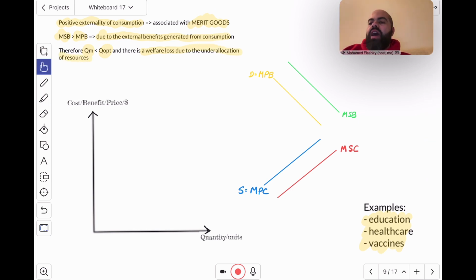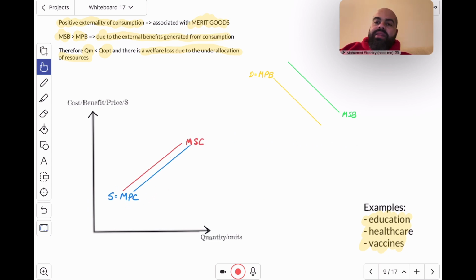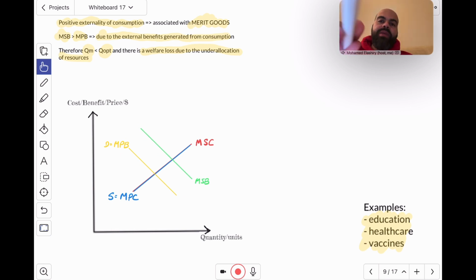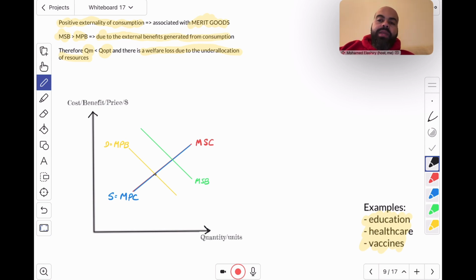So let's look at the diagram. All right, now on the supply side, the MPC and the MSC align. They are the same curve. But on the demand side, there is a misalignment or a divergence between the MPB and the MSB. The MSB is higher than the MPB. So now we have two intersections. The intersection of MPC and MPB, this one here, that gives us PM and QM. That's the quantity provided by the market, QM, and the price charged by the market.